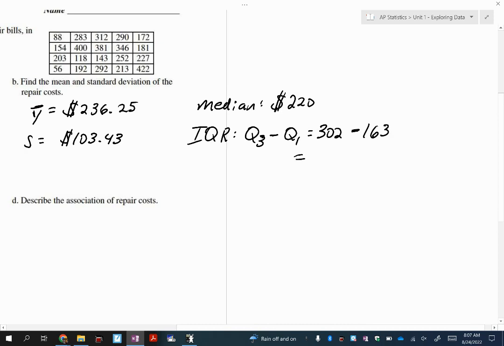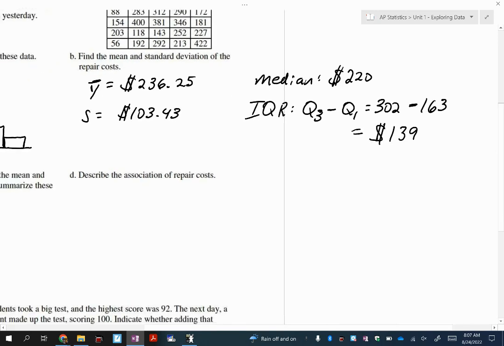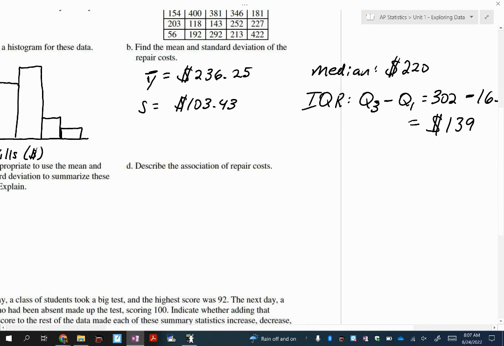which, what's that going to be? So 300 minus 160 is 140, but I need to take away, so 137, 139. Oh man, that's a lot of mental math there, but I think that's correct. Yeah, should be good there. Okay, so $139 for the IQR.